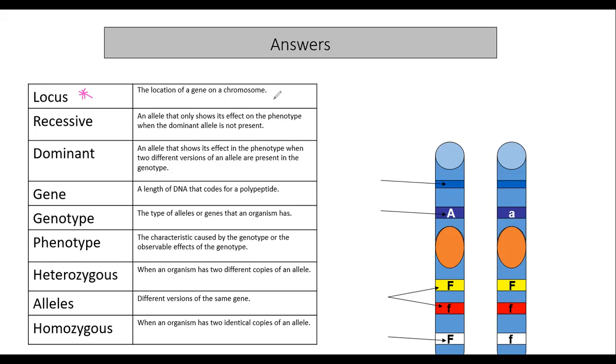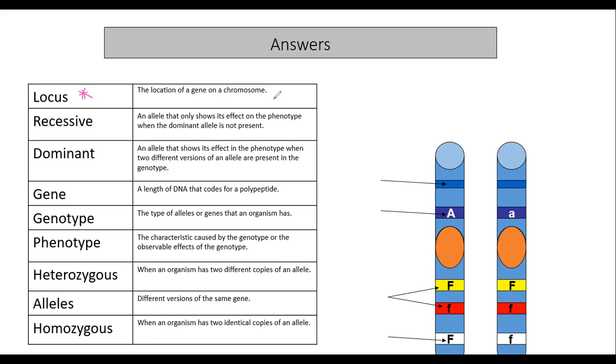Dominant is an allele that shows its effect on the phenotype when two different versions of an allele are present in the genotype. Obviously, it can also still show if two of them are the same, if they're both dominant. Gene: a length of DNA that codes for a polypeptide. A genotype is the type of alleles or genes that the organism has. So, for example, it can be homozygous or heterozygous, whereas the phenotype is a characteristic caused by the genotype, or the observable effects of the genotype, i.e. the colour of your hair, the colour of your eyes.